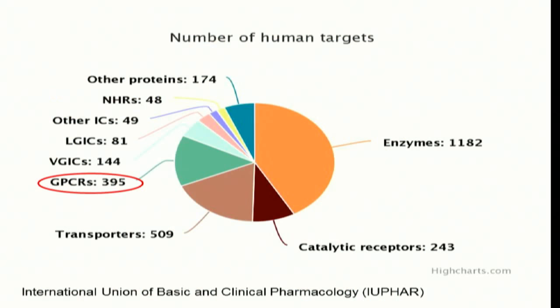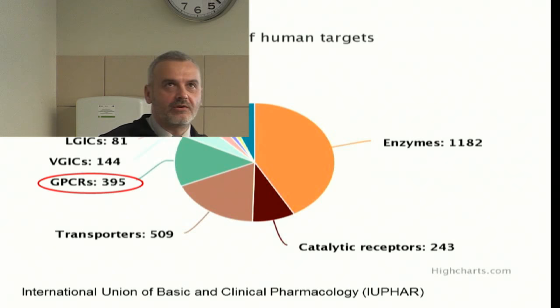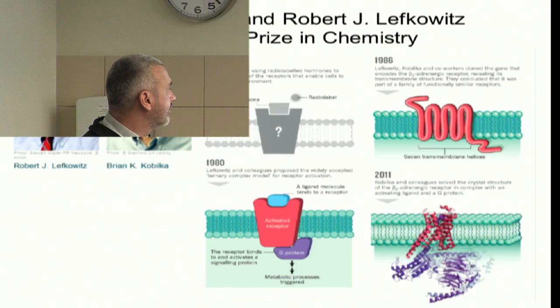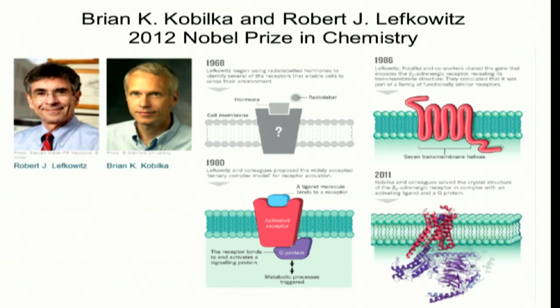But in terms of targets, there is a huge number of human targets. Certainly, they need to be connected to a certain disease. Enzymes are really primary targets. There are a lot of them. But we focus on G-protein-coupled receptors, and about 30% of existing drugs target those receptors. In 2012, the Nobel Prize in Chemistry was awarded to Brian Kobilka and Robert Lefkowitz for their work on GPCR structures and signal transduction through the cell membrane.